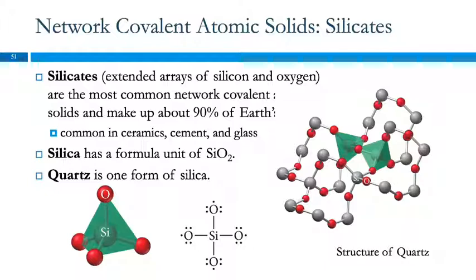Silicates make up 90% of the Earth's surface. They're common in ceramics, cement, glass. Quartz is one form of silica. Sand is largely silica.